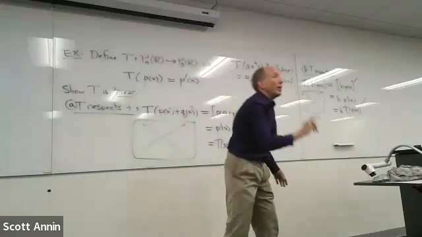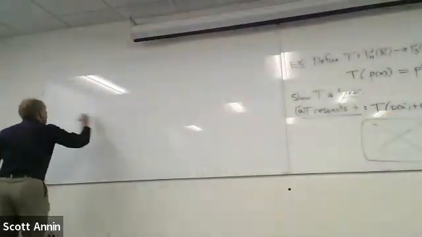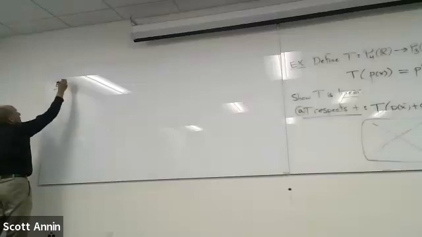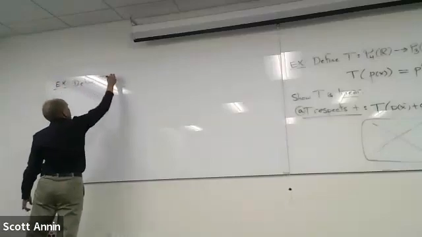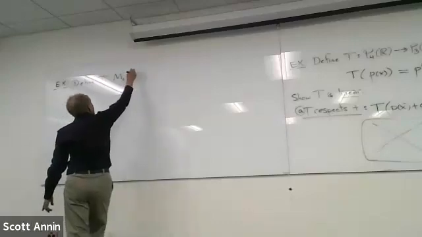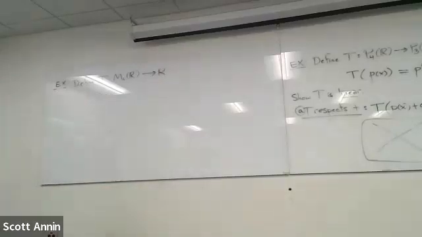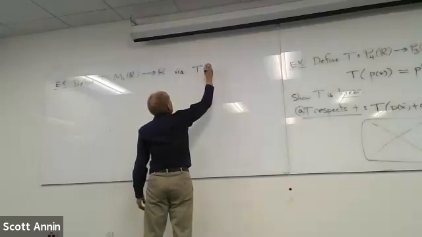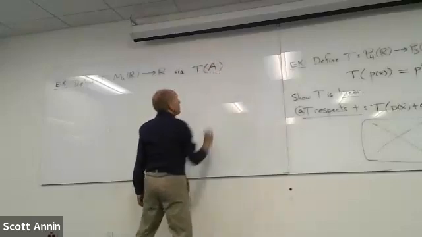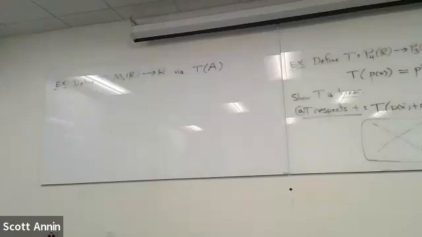By the way, though, there are some surprises. Not everything is quite as linear as you might think, right? Let me just briefly, I want to go quickly on this. I could try to do something. I'm going to define T to go from Mn of R to R via T of A. So this time I'm not going to write out the entries of A. Again, I'm just going to call it capital A.